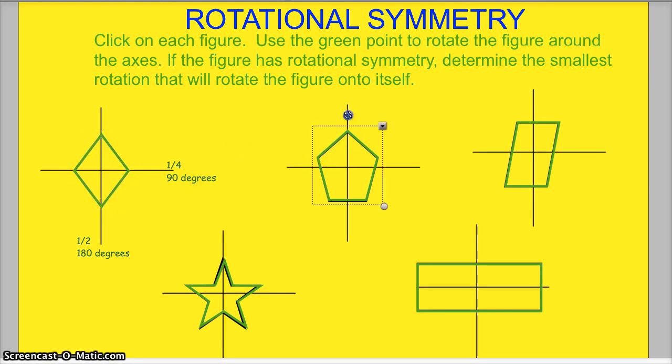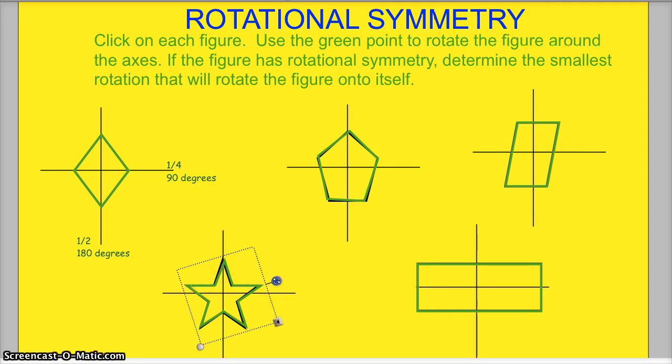Pentagon. It turns, and at no point will it overlap itself until I get all the way back around. If you remember, this is called a parallelogram. Rotate it 90, 180, oop, there it does, it matches itself. So 180 degrees rotational symmetry. No, so one set of rotational symmetry.